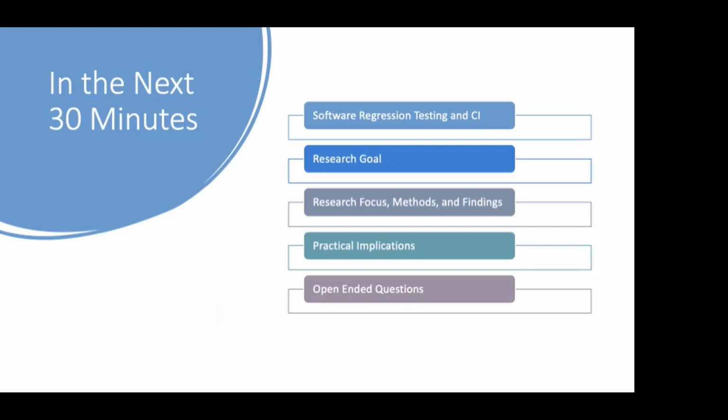So a quick overview for the next 30 minutes. I'll start by setting some context by briefly describing what regression testing and continuous integration are. And then I'll talk about the overall goal of my research. We'll talk a bit about the research focus, the research methods that I adopted, and the findings from each of the studies that I conducted. And finally, I'll end the presentation by describing some of the practical implications that my research has on different stakeholders in software development companies. And I'll also discuss some open-ended questions that I plan to answer in the future.